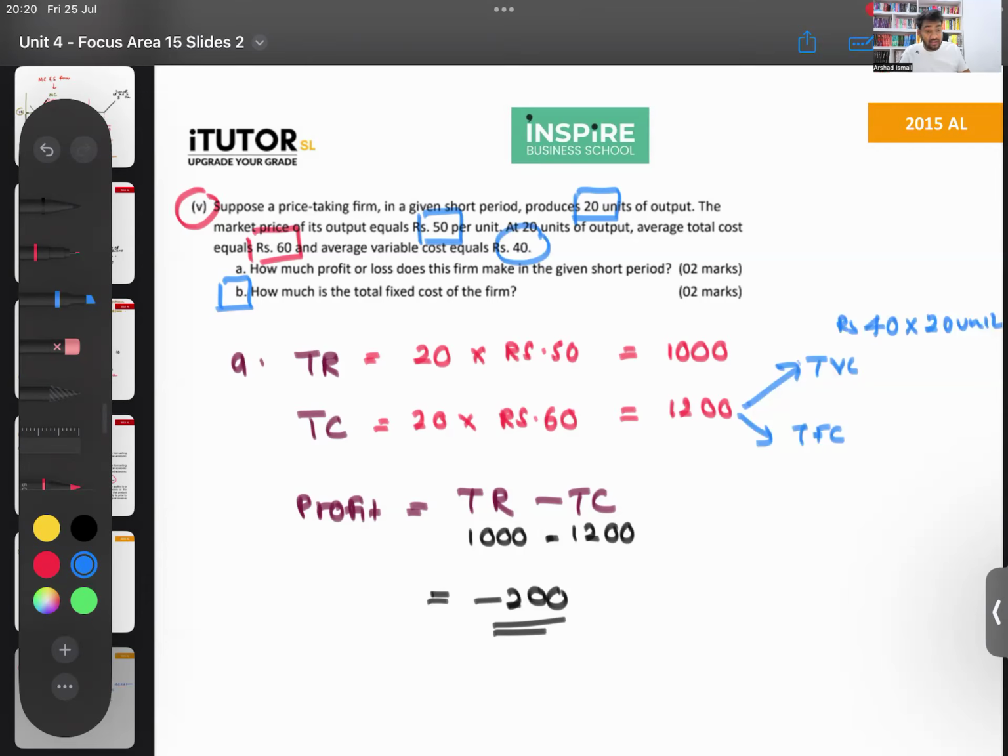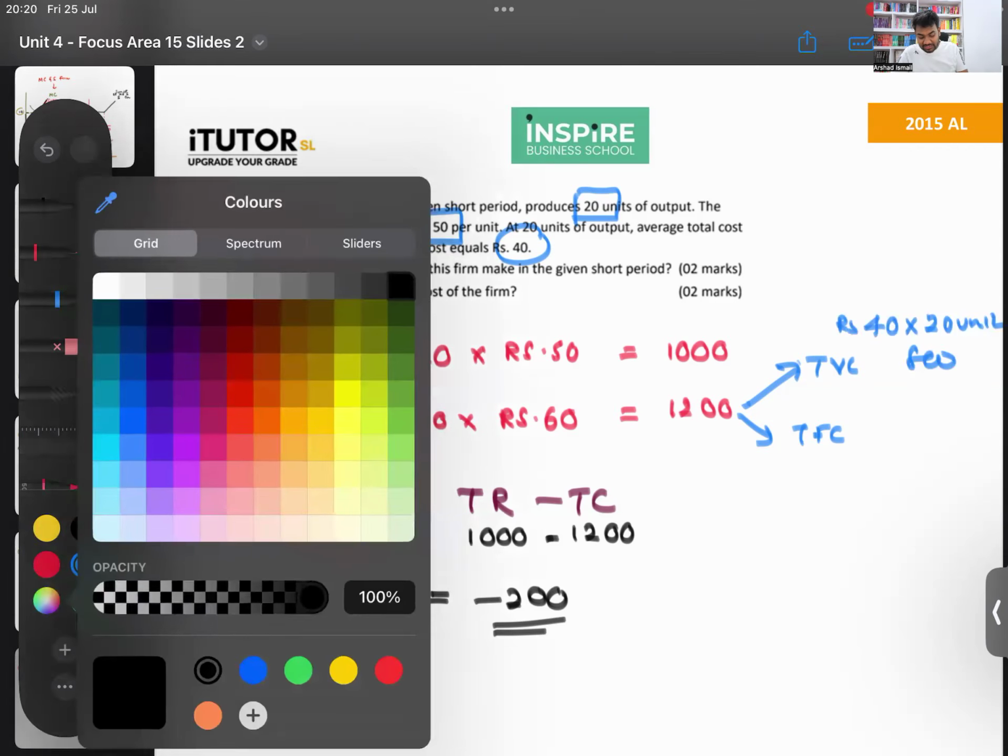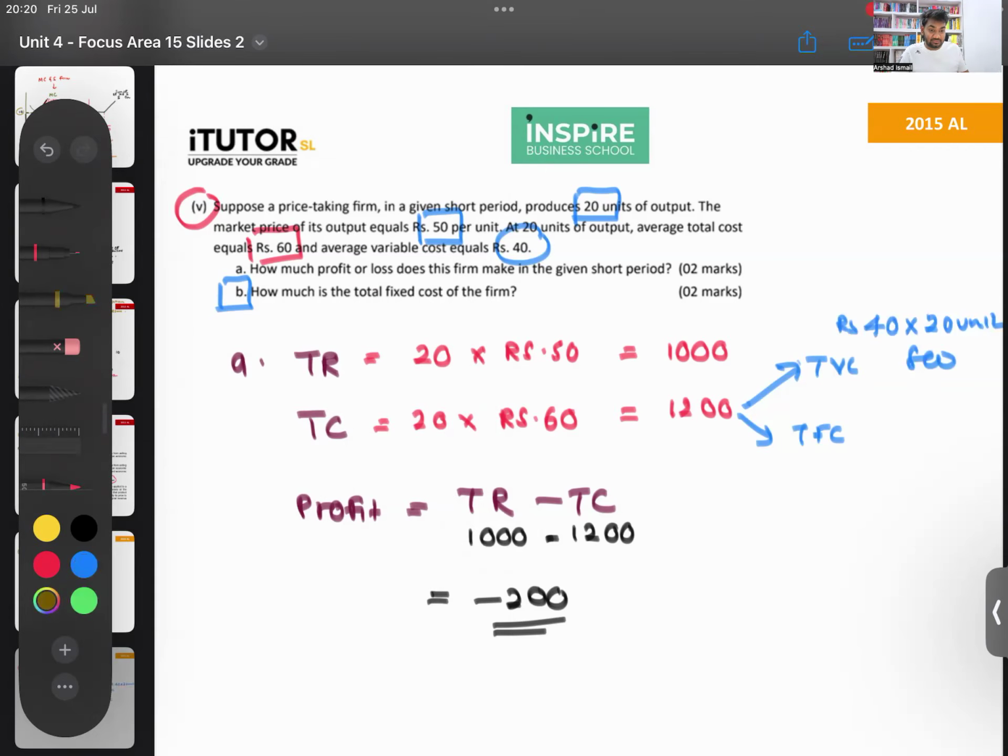How much is your total variable cost? Total variable cost is 800. So from your 1,200, if 800 is variable, how much is your fixed cost? Your fixed cost is 400. So that is your answer for that part.